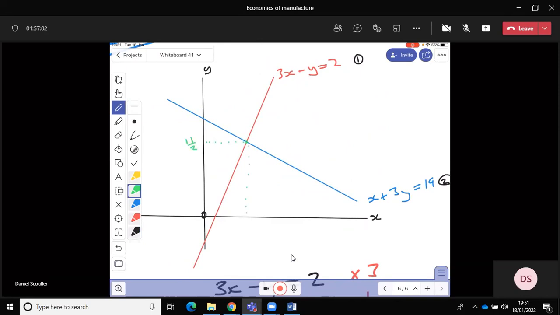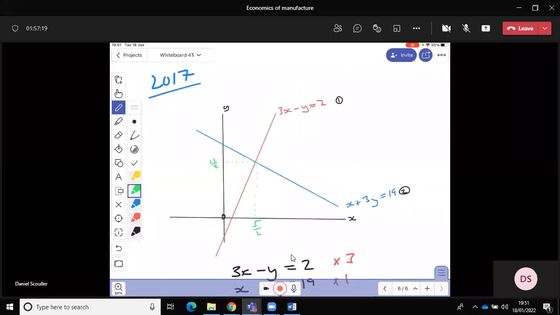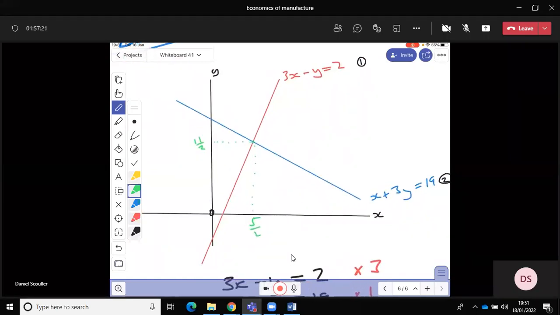11 over 2, that would be 5 over 2. Odd coordinates, but essentially that's what it is. I would leave that in fraction form. It's non-calculator; that was a non-calculator paper in 2017, that question. It wasn't too bad. Any questions on that? Super.